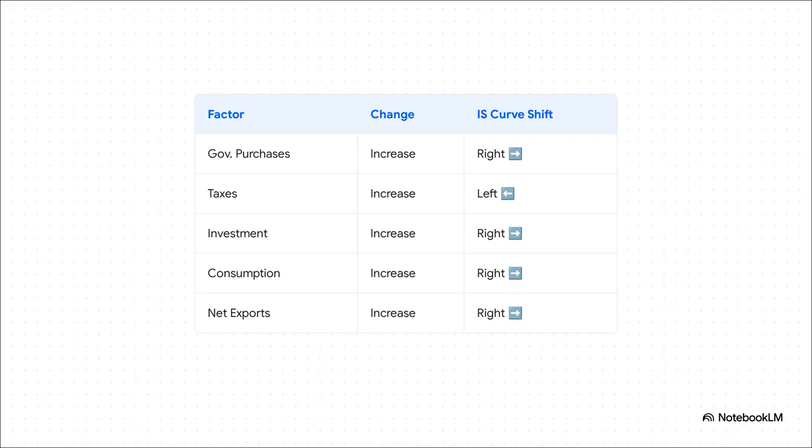Think of this table as your ultimate cheat sheet for what shifts the curve. These are all what economists call autonomous changes, spending decisions that have nothing to do with the current interest rate. A big boost in government spending, a wave of business optimism, a surge in consumer confidence, those all push the curve to the right, which signals a stronger economy. A tax hike or a drop in confidence does the opposite, shifting it left.